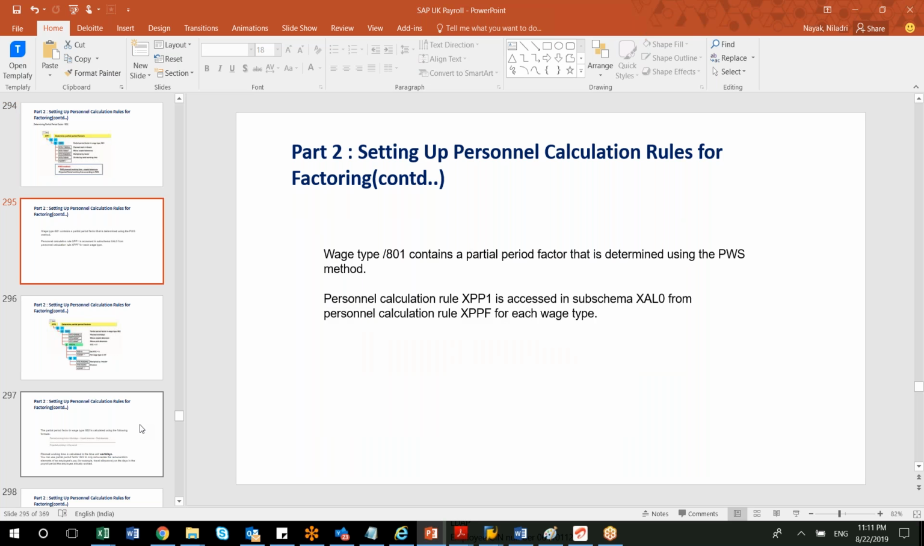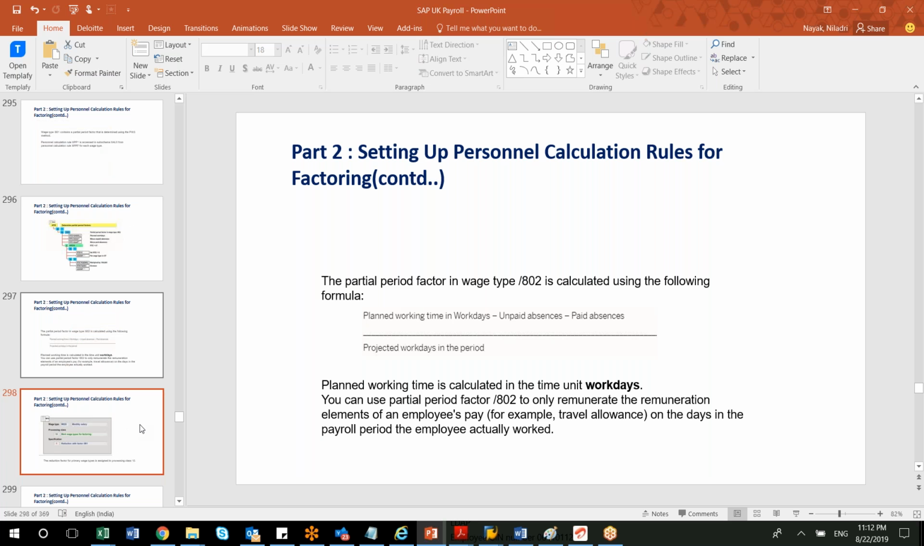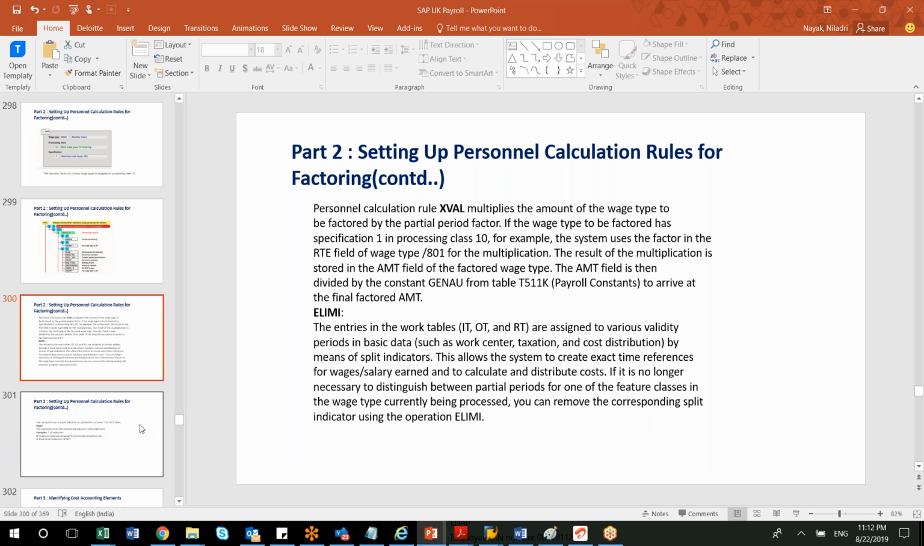From an implementation point of view, I have not made any changes; mostly the standard they have given works, even for UK payroll. If there is any specific scenario, you can also change that, but the standard rules, whatever I have seen, are more than enough. But it is very important to understand this factoring: how the calculations happen, the entire process flow end to end, so that if you're working in a support project and your customer has queries, you can easily explain how the calculations and the split happen.